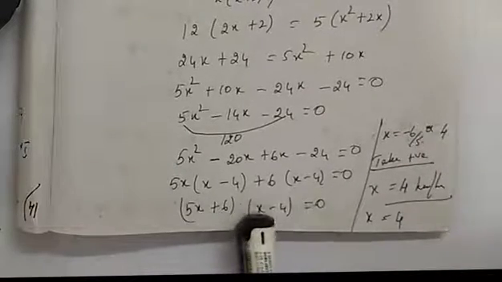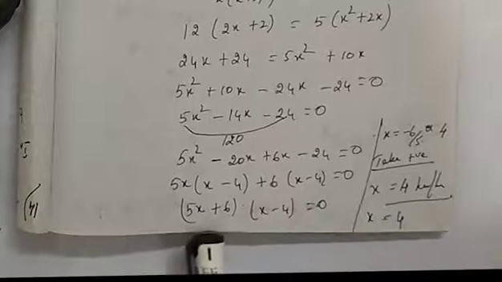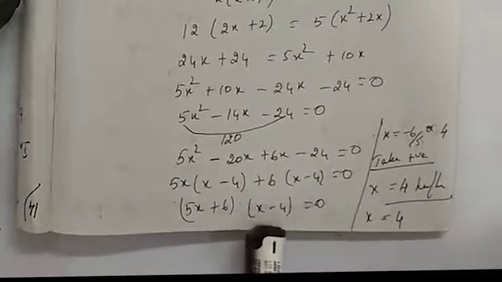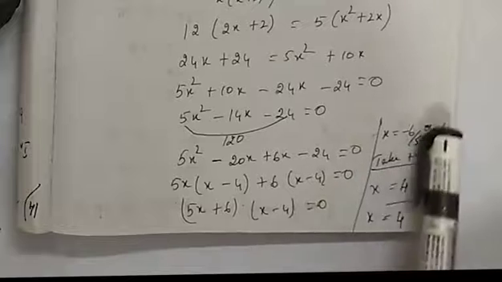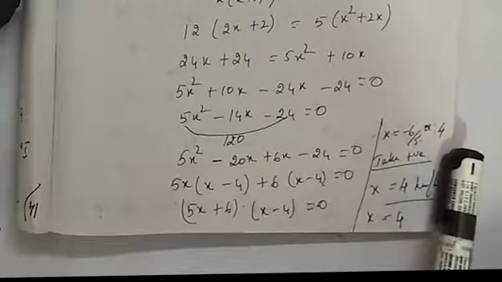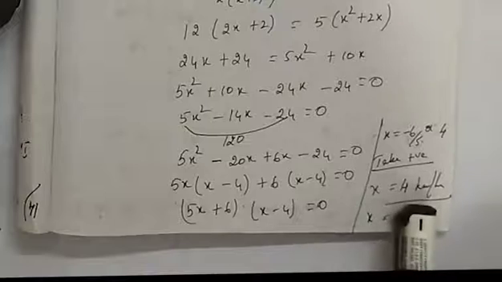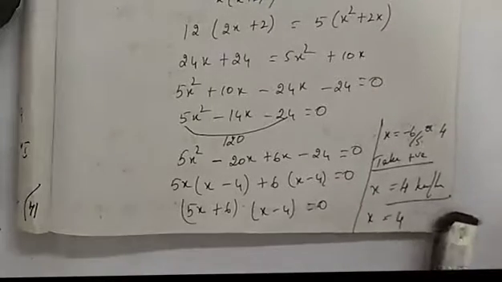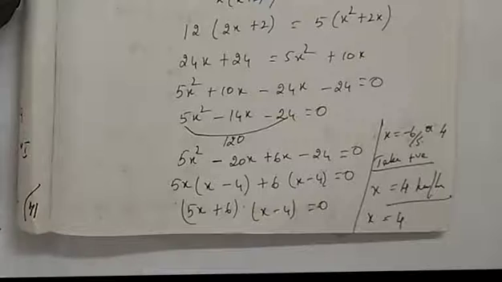5x into x minus 4 plus 6 into x minus 4 is equal to 0. 5x plus 6 into x minus 4 is equal to 0. x is equal to minus 6 upon 5 or 4. Leave the negative one and take positive. x is equal to 4 kilometer per hour.